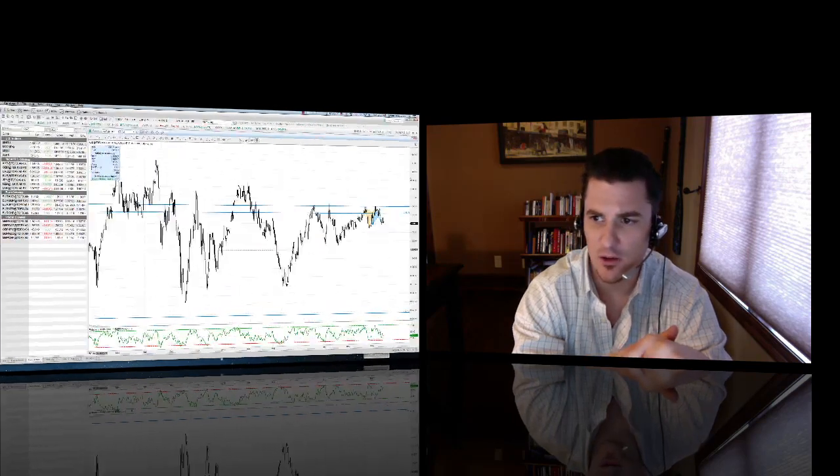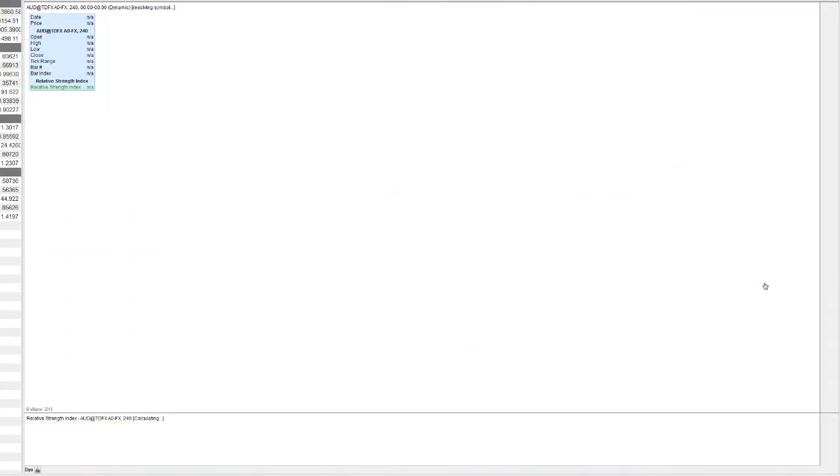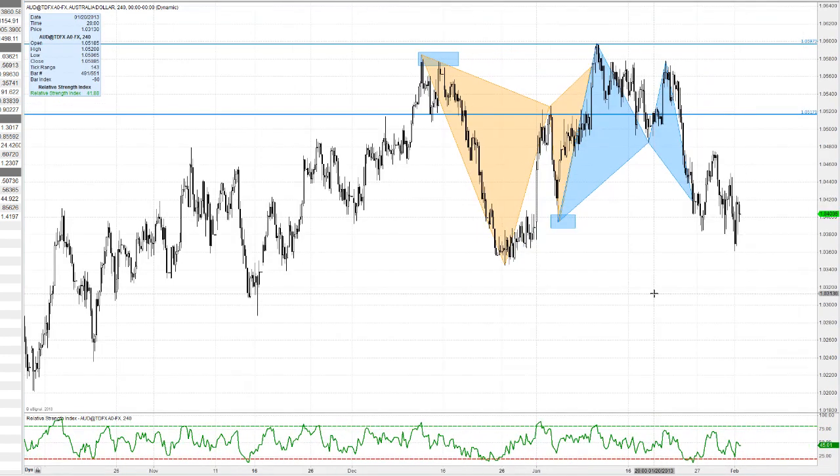I've just got the Aussie dollar up here. As you can see, if I drop down to the 4-hour chart, you're going to see the two patterns that paid us a dividend. We had a Gartley pattern that paid us target 1 and target 2, and then a bat pattern here that paid us target 1.